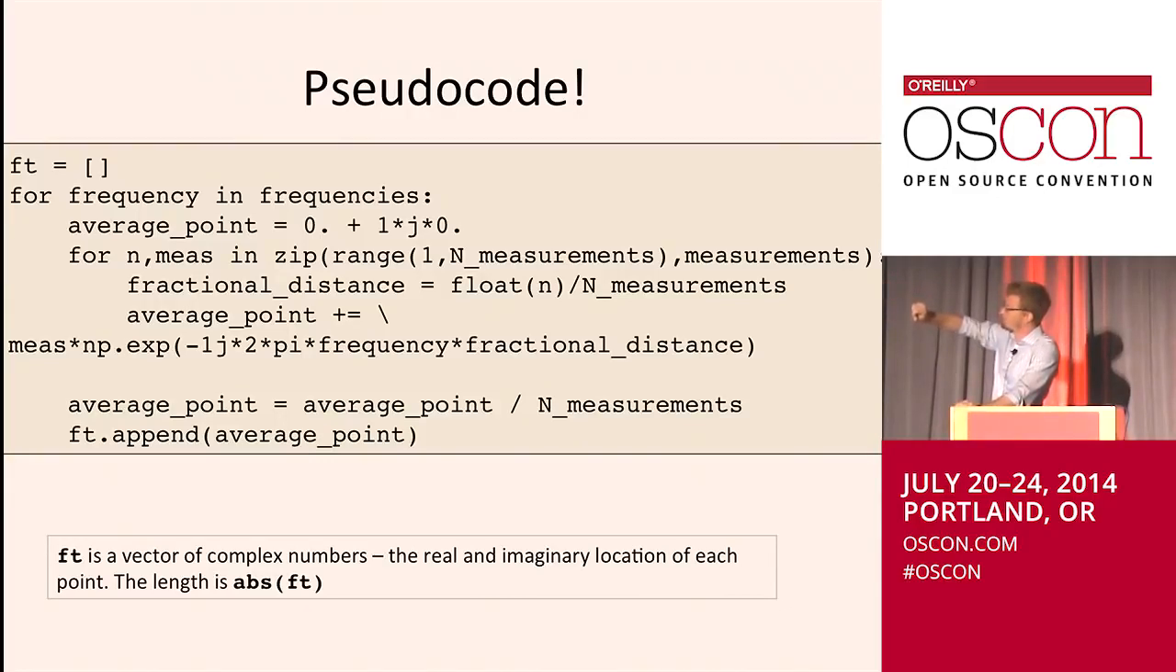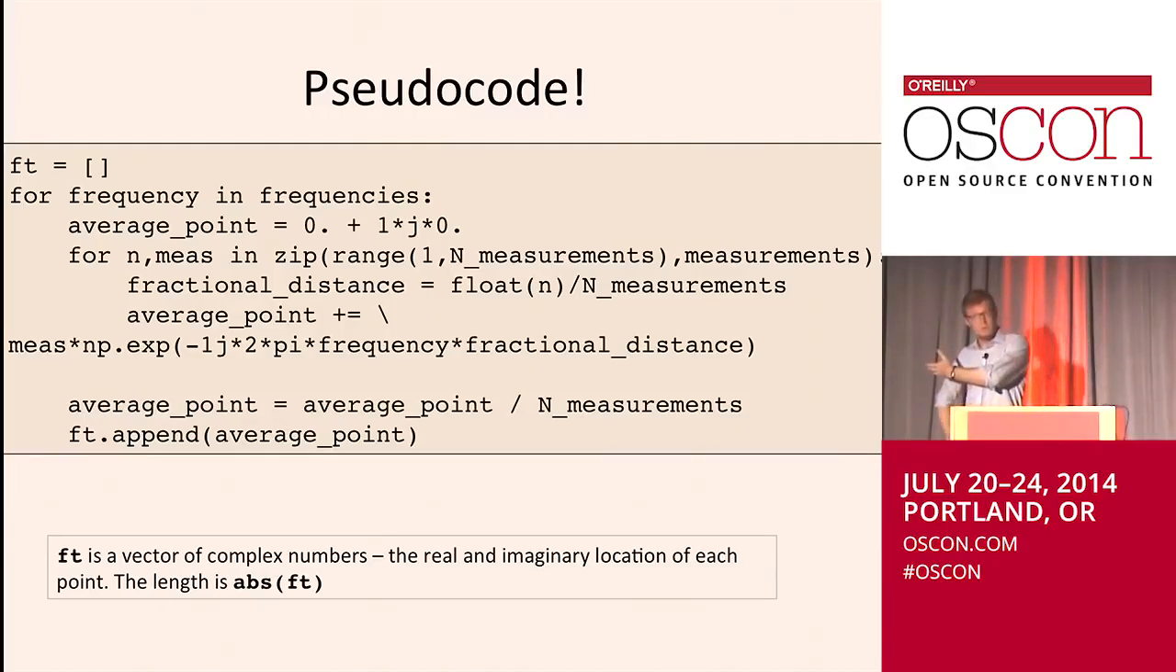Then fractional distance is just tracking where we map those points to around the clock face, because we're spreading them evenly around the clock face. And the average point, again, is the summation. So for each measurement, we're summing them all together, where we're summing our measurement times e to the 2 pi times frequency times fractional distance, which is mapping the point to the circle. So we have an accumulator, and we append the average value into our Fourier transform array.